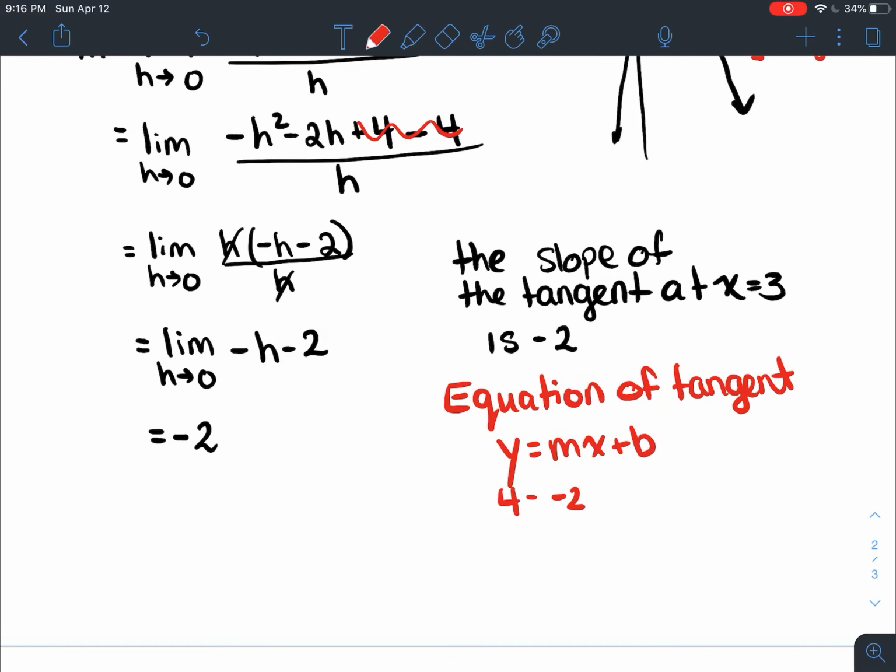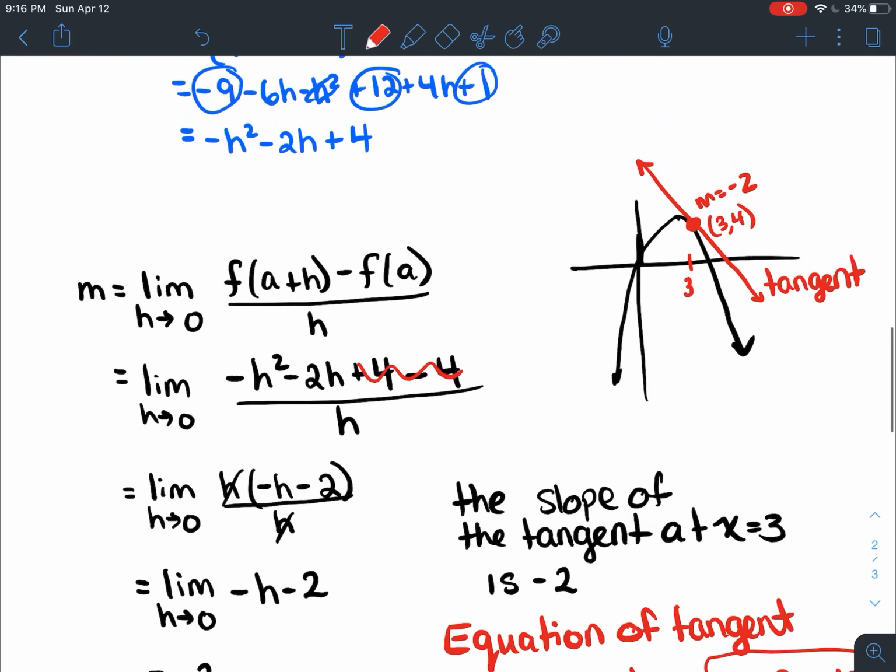So we could actually sub that in here. So 4 equals negative 2 times 3 plus b. And we got 4 plus 6 equals b. So our y-intercept's 10. So we know the equation of our tangent line is negative 2x plus 10, which is good. We might need that. So we know the equation of this line is negative 2x plus 10. And I just found that because we just found out the slope of it, negative 2. And I know a point on the line, 3, 4. Because that point is also a point on the parabola, but they share that point.